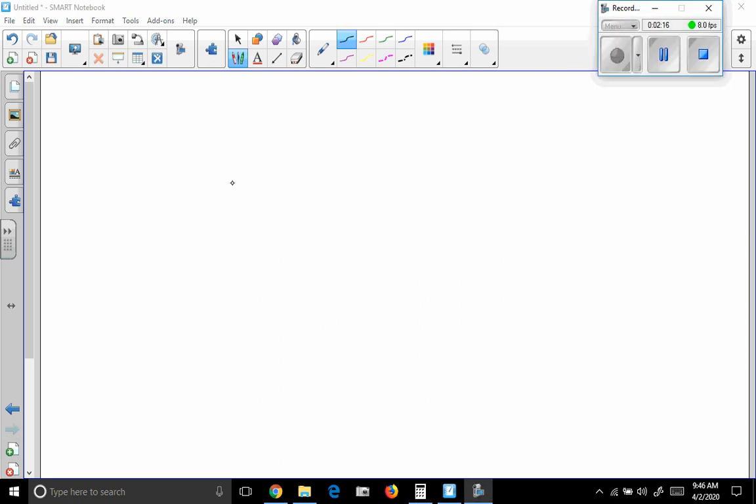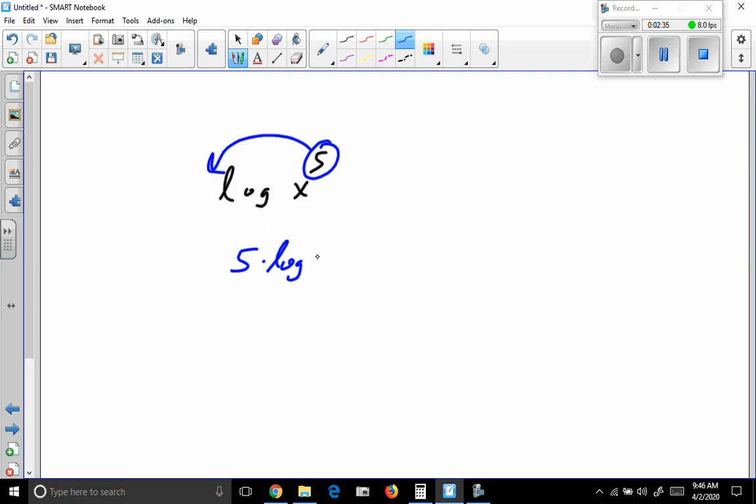So another homework problem deals with having something raised to a power. So if we have something to a power, we have a rule that allows us to bring our exponent out front and rewrite this as 5 times log of x. All right.